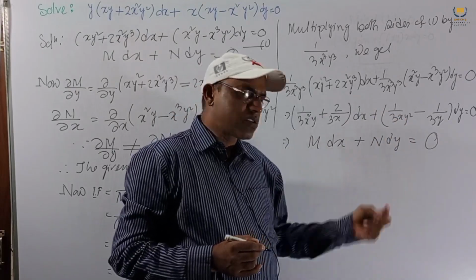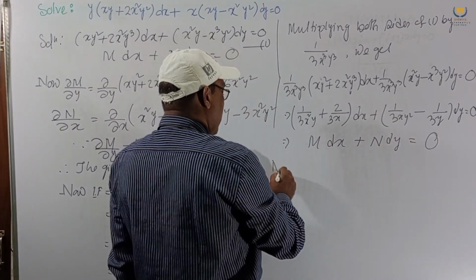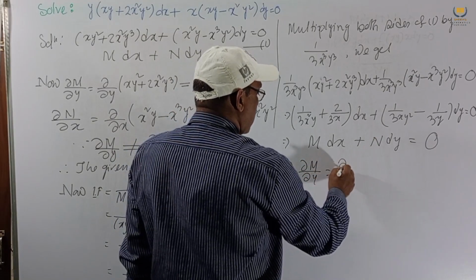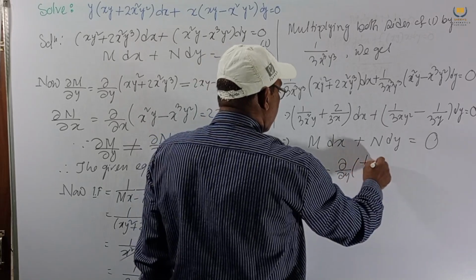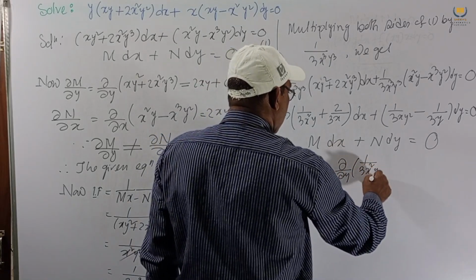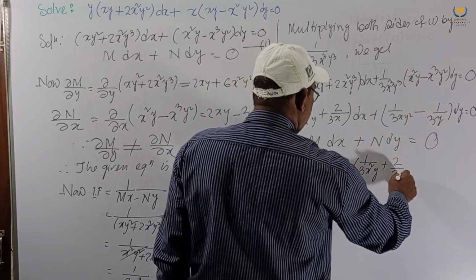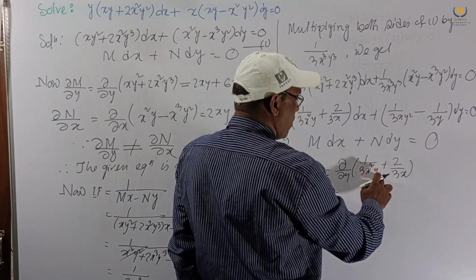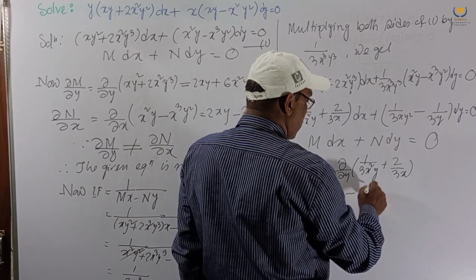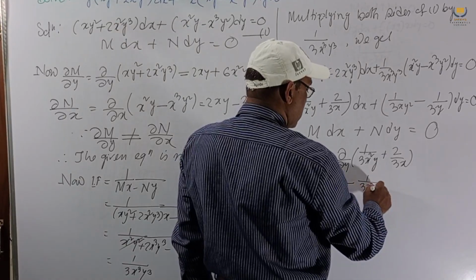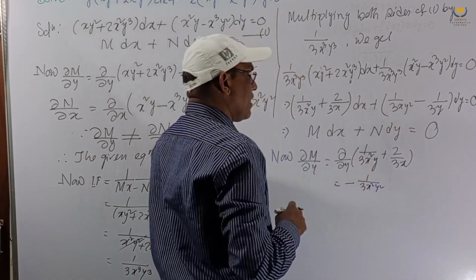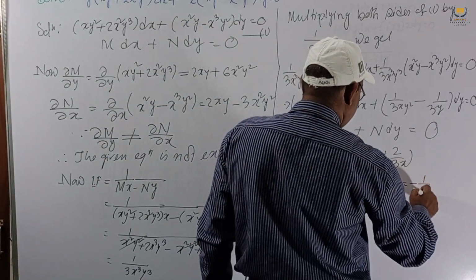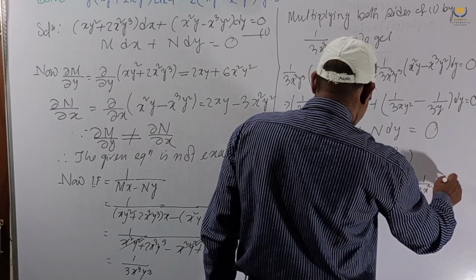We can consider M1, M2 also, N2 also. Now ∂M/∂y: ∂/∂y of (1/(3x²y) + 2/(3x)) becomes 1/y, so differentiating gives −1/(3x²y²), and the second term is 0. Only this we get: this plus 0, and this is −1/(3x²y²).